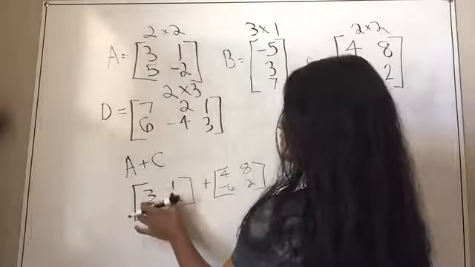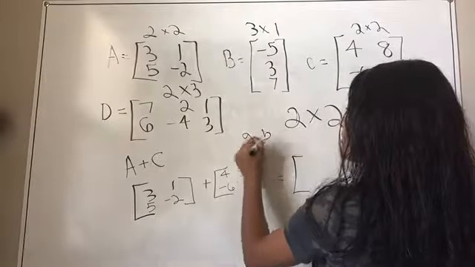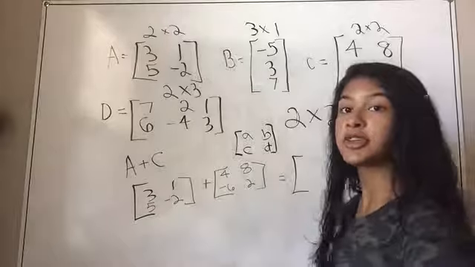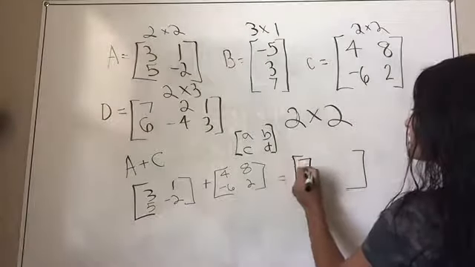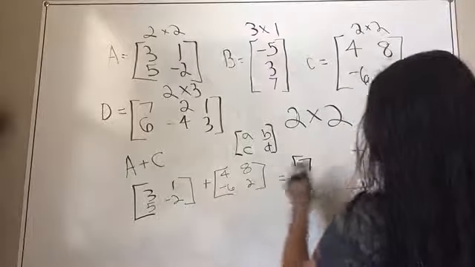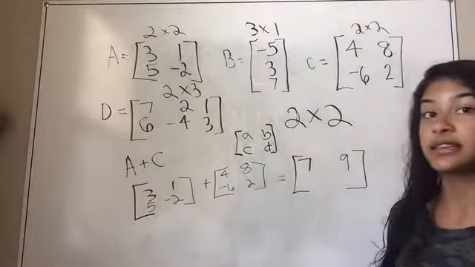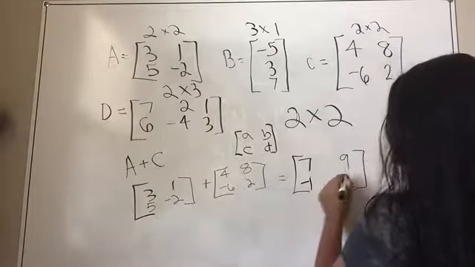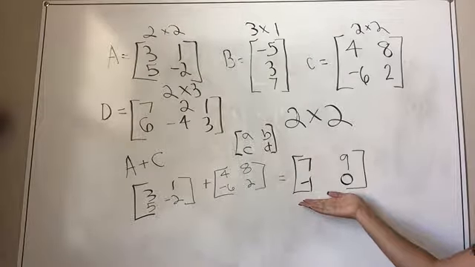So you do A plus C, because it's A, B, C, D, just the general matrix form. So A plus C, which is 3 plus 4, 7. 1 plus 8 is 9. 5 plus negative 6 is negative 1. And negative 2 plus 2 is 0. So that is A plus C.